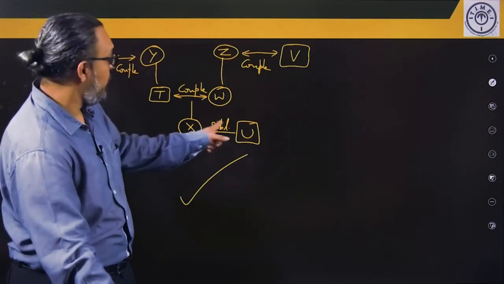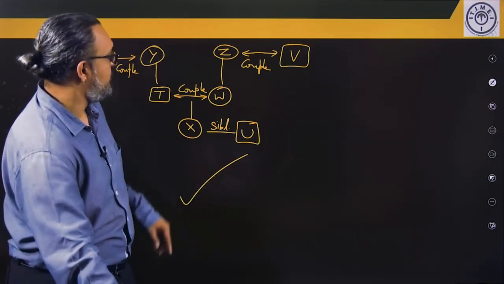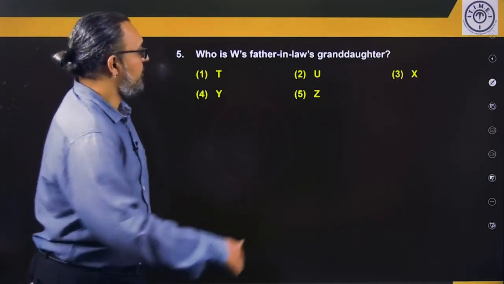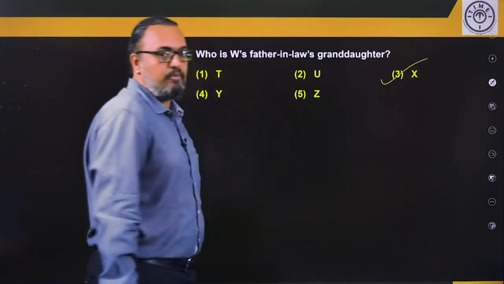So, X is the granddaughter, U is the grandson. Okay. So, X is our answer for this third option. Understood that?